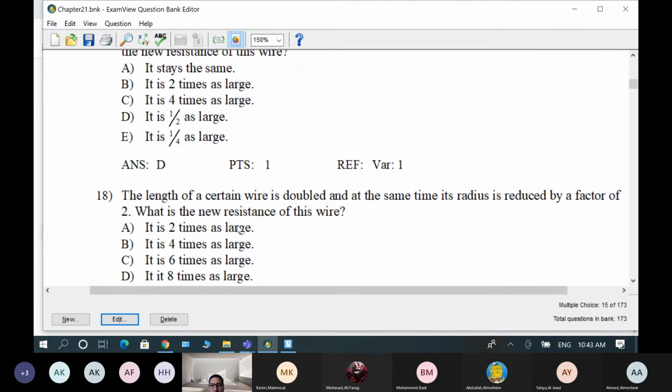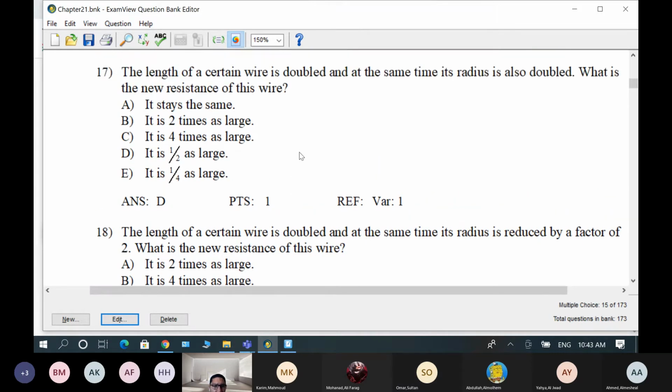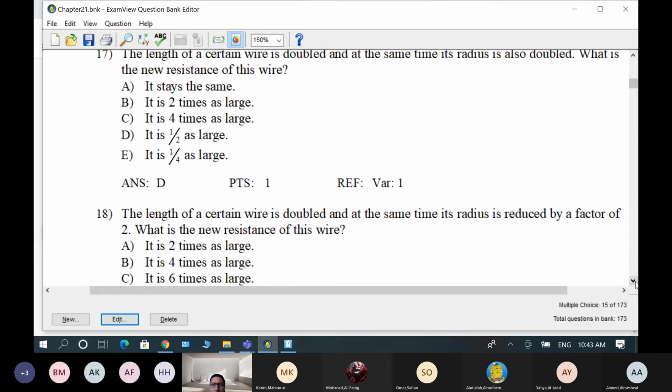The length of a certain wire is doubled, and at the same time, its radius is reduced by a factor of 2. What is the new resistance of this wire? The length of a certain wire is doubled, this is the length, and at the same time its radius is reduced by a factor of 2. What is the new resistance? What is the difference between 18 and 17? You know, it's doubled, and at the same time its radius is also doubled. Oh, this is reduced, sorry.